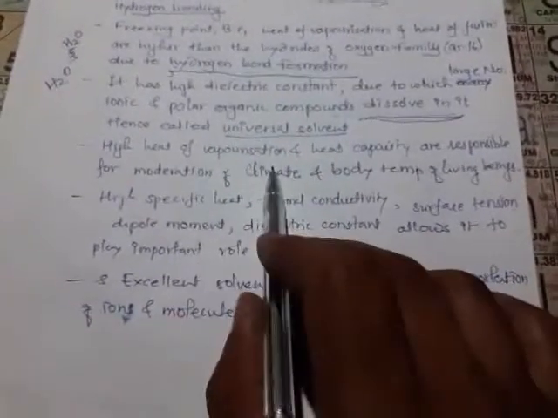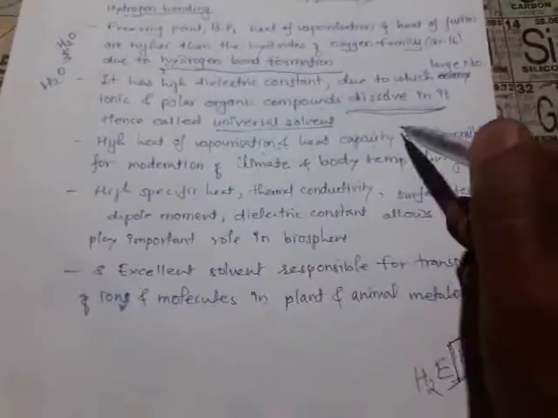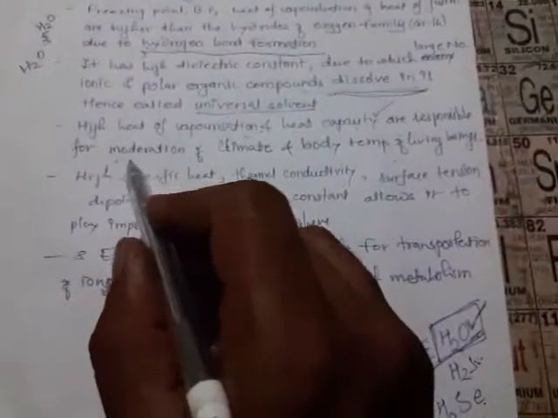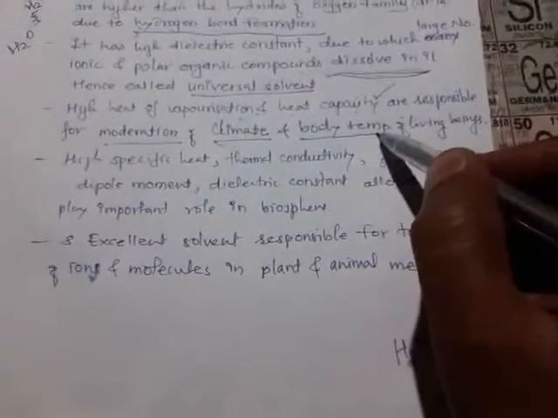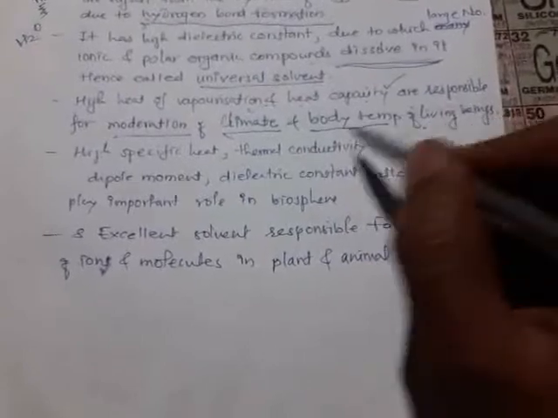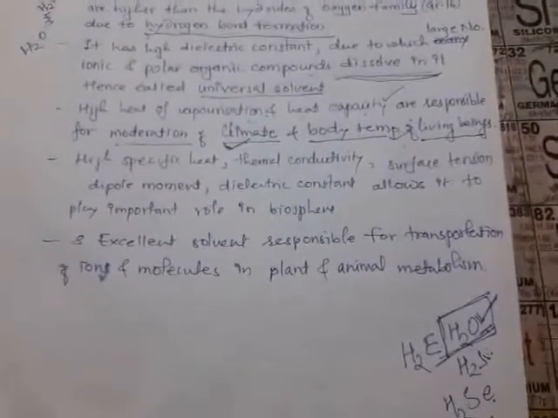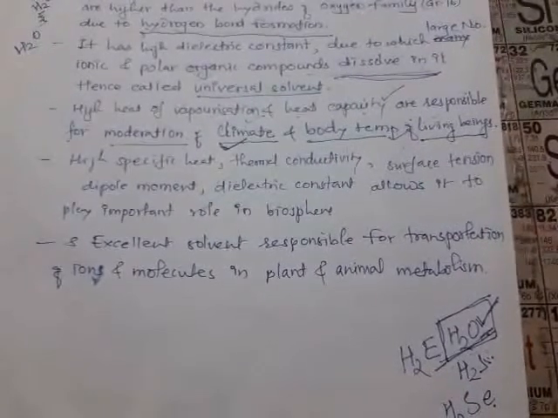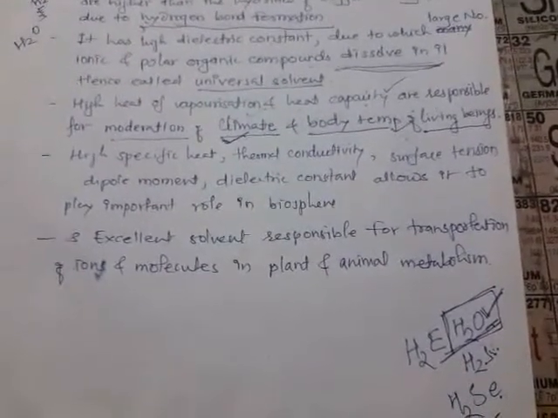Then the high heat of vaporization and high heat capacity. Water has a very high heat of vaporization and a very high heat capacity, and these two properties are responsible for moderation to maintain the climate and body temperature, the atmospheric temperature and the body temperature of living organisms. And why is it responsible for that? Because of its high heat of vaporization and heat capacity.